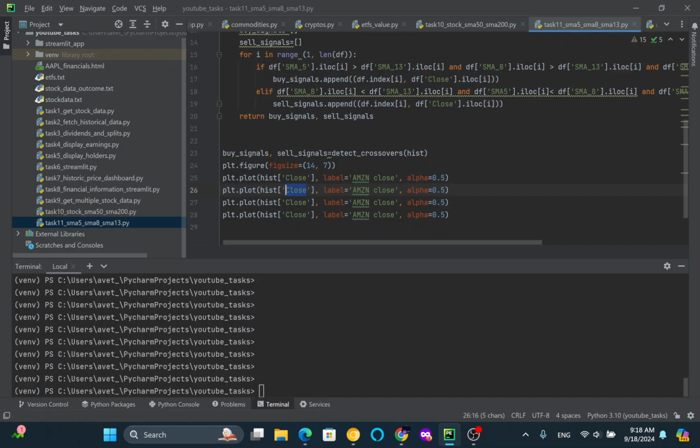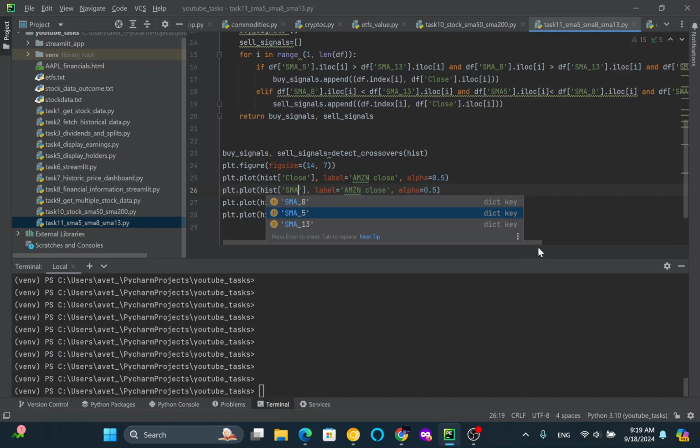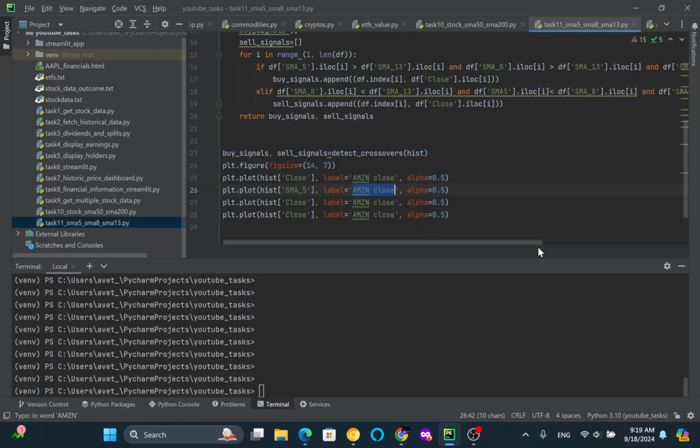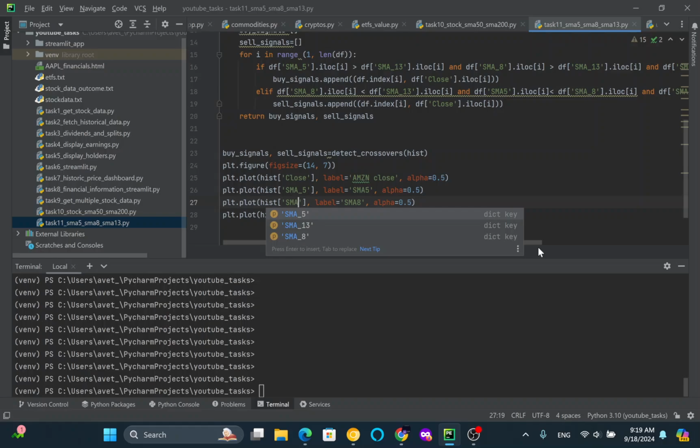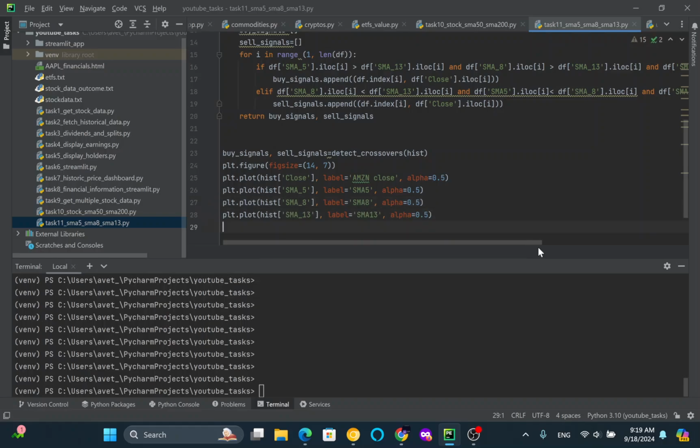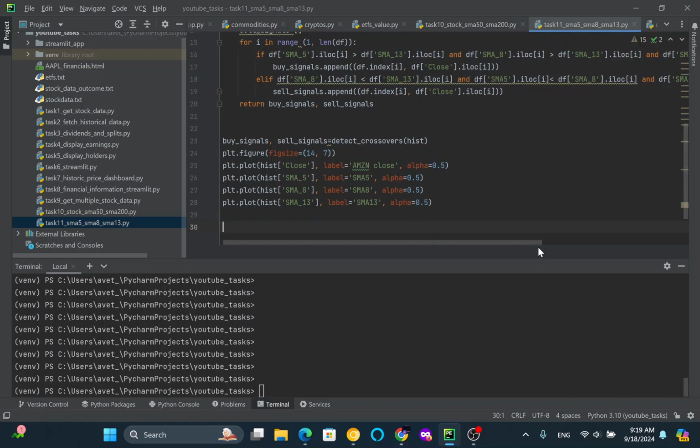So next will be SMA5 and labeled accordingly. This will be SMA8 and this will be SMA13. Let's change it here as well. We have plots ready, and now let's highlight the buy signals and sell signals to display it on our plot.